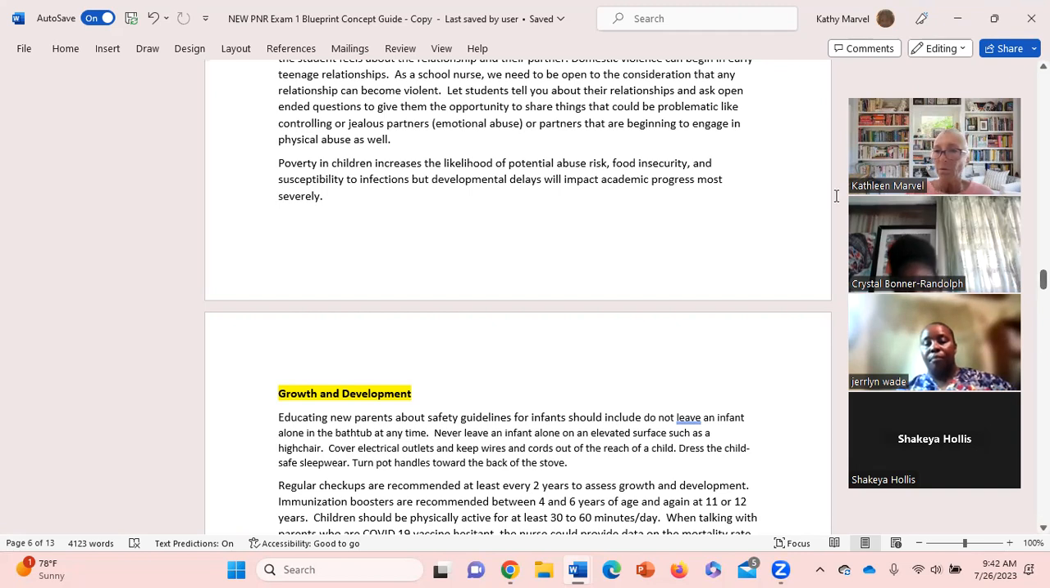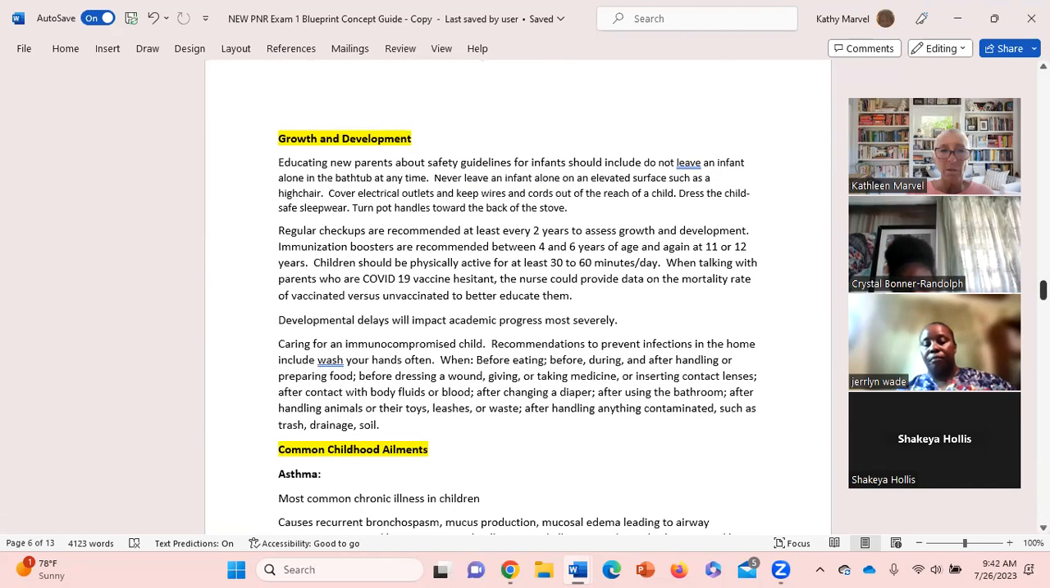Yeah, growth and development. Couple of things to remember here. Educating new parents about safety guidelines for infants, regular checkups, when should they happen?